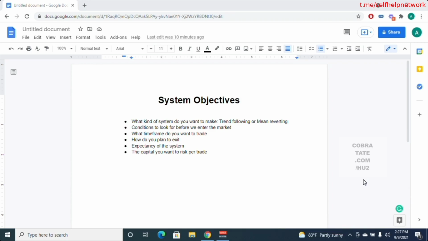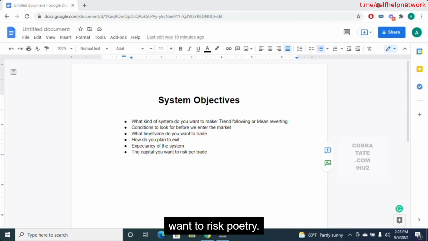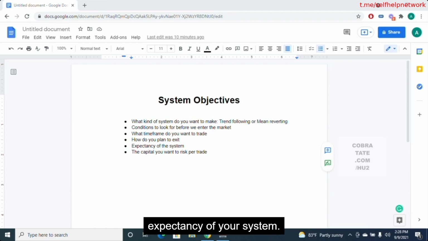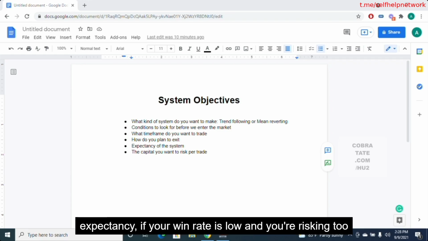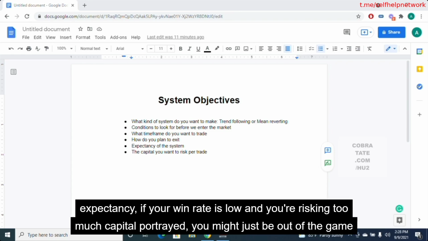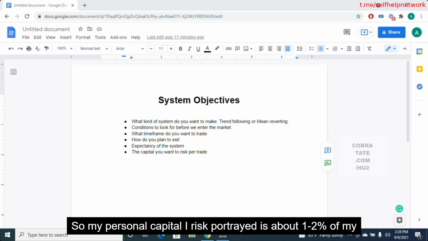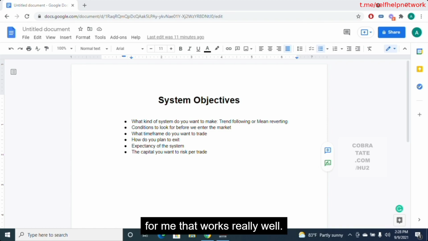going to all make it. The last thing you want to understand is the capital you want to risk per trade. Now this is important, and it highly depends on the expectancy of your system. It's important because, as I said, if your win rate is low and you're risking too much capital per trade, you might just be out of the game in the first 6 trades, right? So my personal capital I risk per trade is about 1 to 2% of my total portfolio. For some people, that's already a lot. But for me, that works really well.